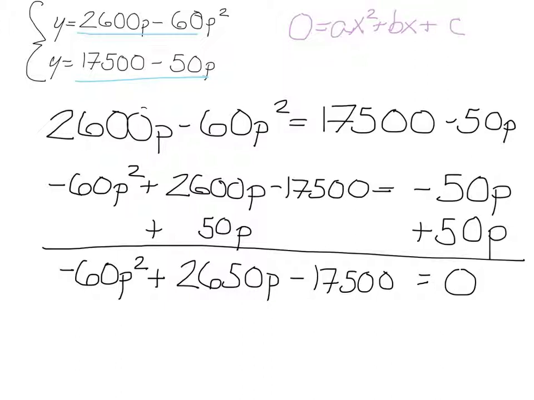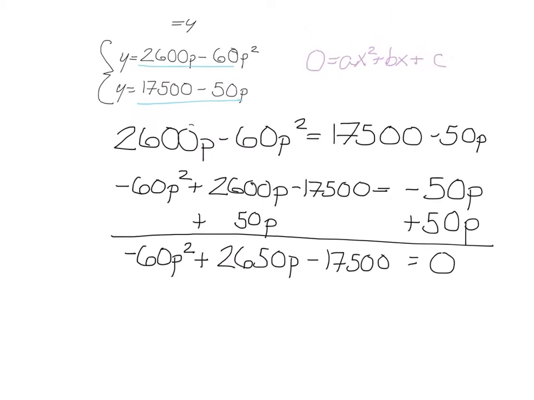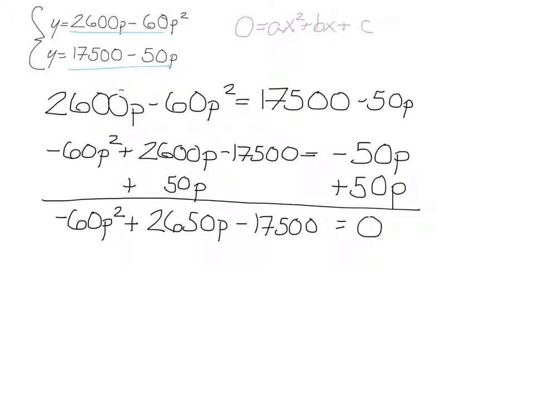So let's do one thing to make this look a little bit simpler. I'm going to take all of this and zoom out. Alright, so I recognize that I can divide negative 10 into each value. So negative 10 will go into negative 60, negative 10 will go into 2,650, negative 10 will go into negative 17,500, and negative 10 will go into 0. So if I can divide all of these by a factor of, excuse me, negative 10, I'll have a much simpler problem.